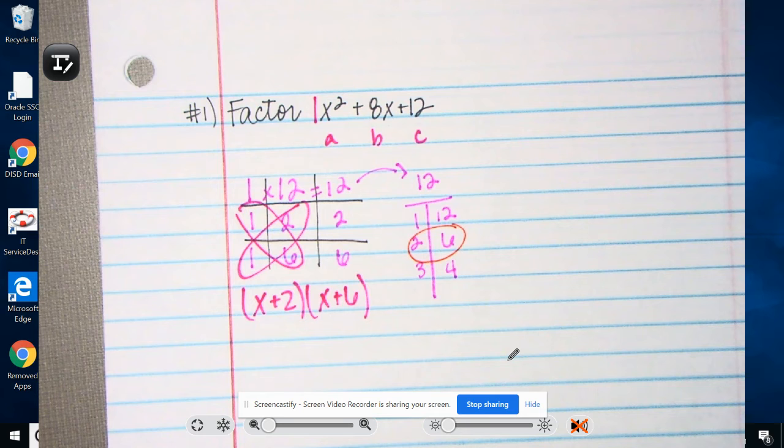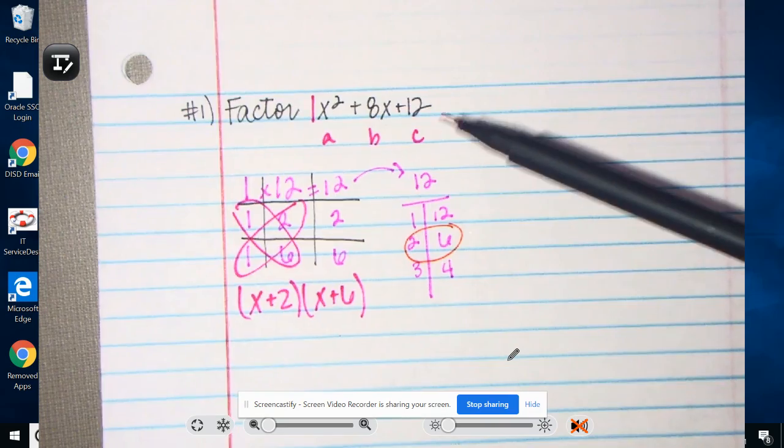If you are ever unsure that you got the correct two parentheses once you factored out, you can multiply those together using the box method, and you should be able to get the correct answer, and you can double check your work that way.